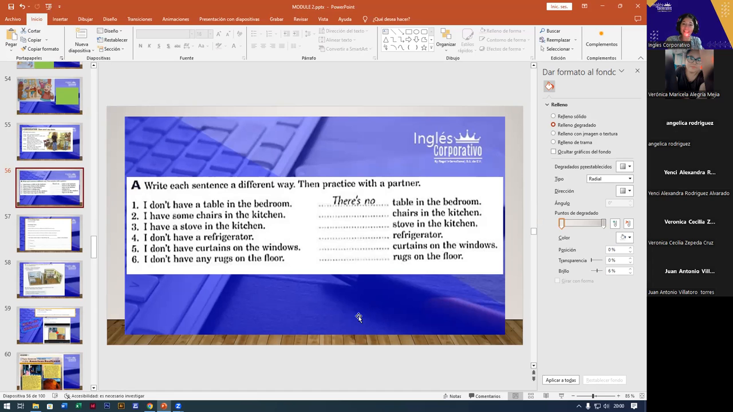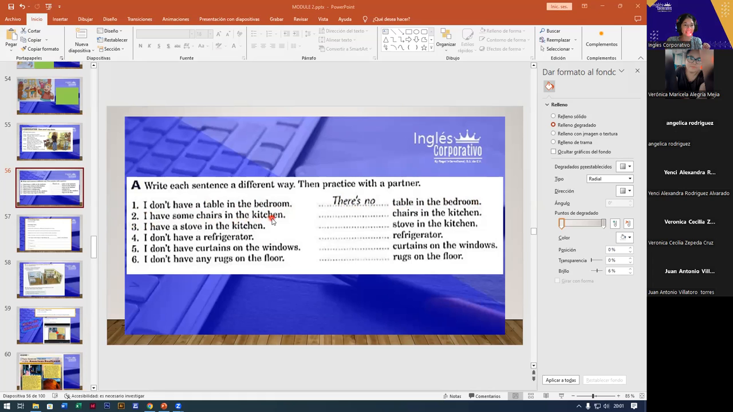Okay, let's continue. Remember yesterday, we saw the use of there is and there are, referring to existence in the singular and also the plural form. I have here a short exercise. It says, write each sentence a different way, then practice with a partner. Here is the example. Number one, I don't have a table in the bedroom. This is one form, using the verb have, but we can also use the existence form: there's no table in the bedroom.